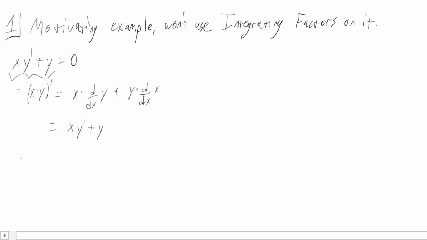So if the left side of our equation is the derivative of xy, then we could just integrate both sides and get that xy equals some constant c. And then solve for y, and we get y equals c over x.